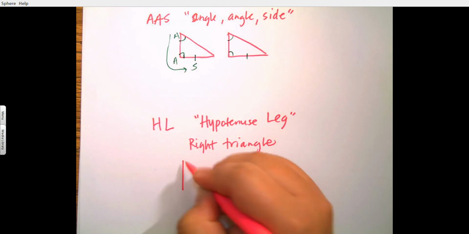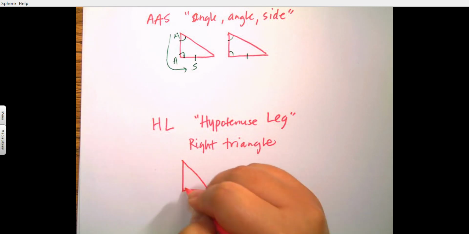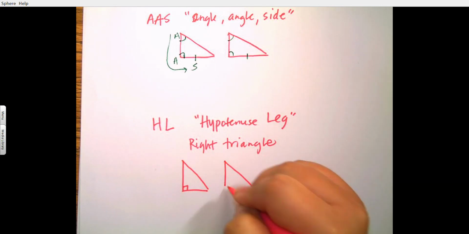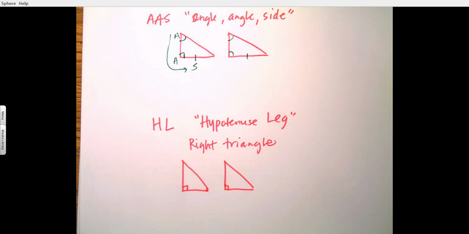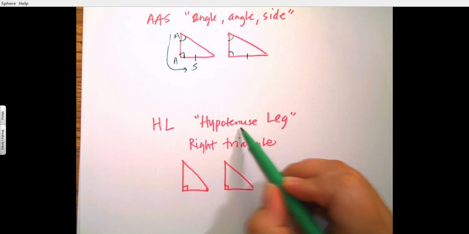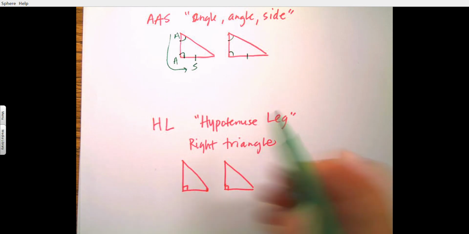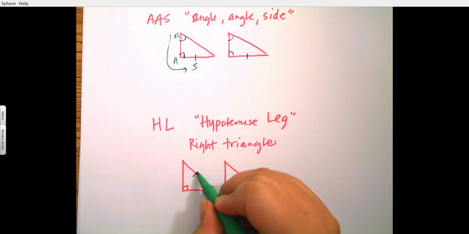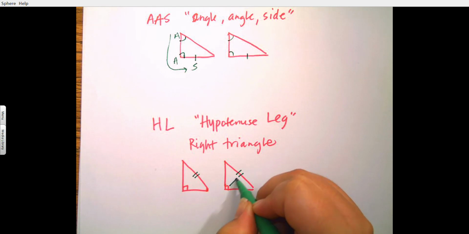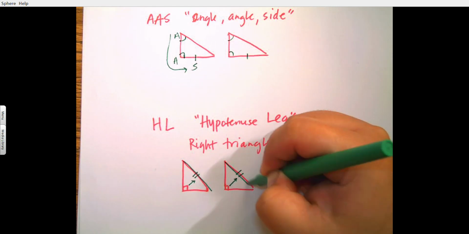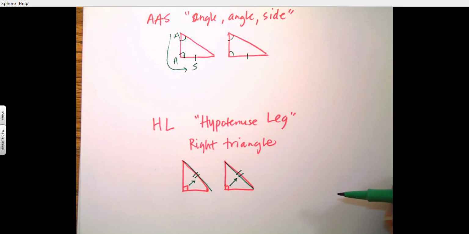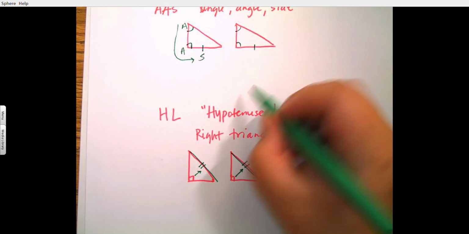Okay? So remember, a right triangle is marked with a 90-degree angle, like this, with a square. And all you need for this to be true is the hypotenuse and the leg. So the hypotenuse is always the one diagonally across. It's the side diagonally across from your right angle. Okay?